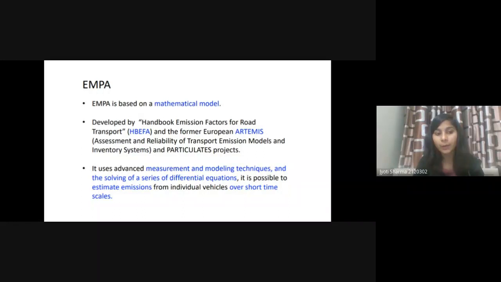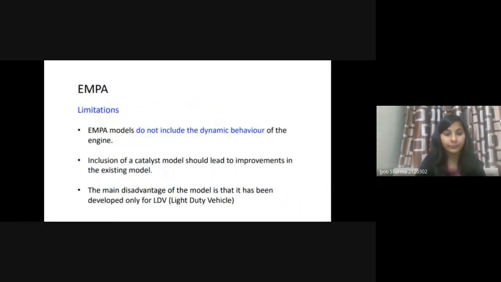So if we are talking about this EMPA model, this is based on a mathematical model, meaning we have a lot of differential equations, and whenever we solve these differential equations, we get some value of the emission for a very short period time scale. But it has some limitations. This limitation is that it does not include the dynamic behavior of the engine. Whenever we are improving our engine, that is not considered in that model.